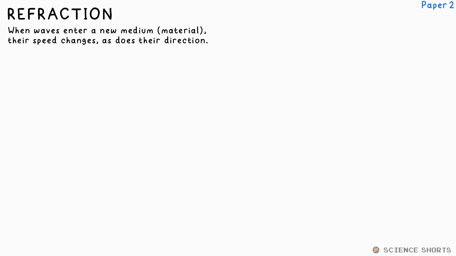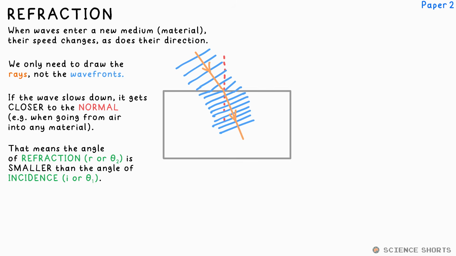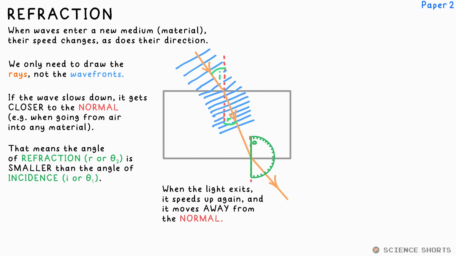When light waves move from one medium to another, say from air to glass, they change speed. In this case, the wave slows down and the wavelength also decreases. A change in medium also results in a change in direction. This is called refraction. That is, if it's at an angle to the normal, the line we draw perpendicular to the surface. If light slows down, it moves closer to the normal, so that means the angle of refraction is smaller than the angle of incidence.